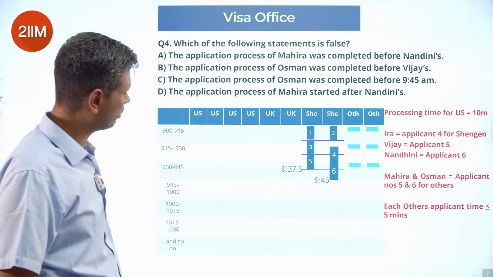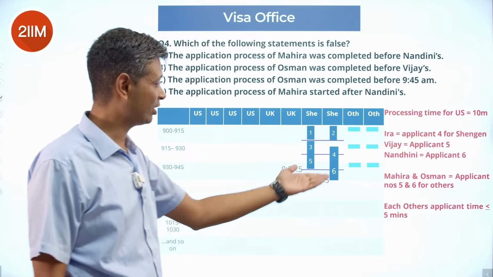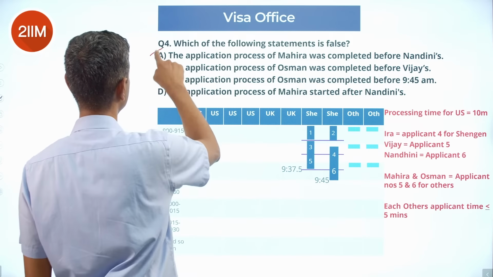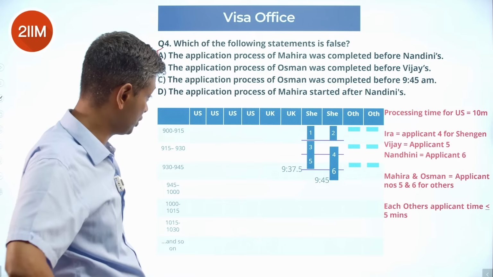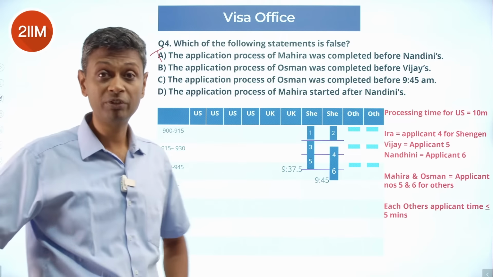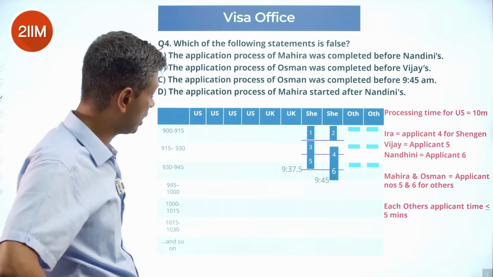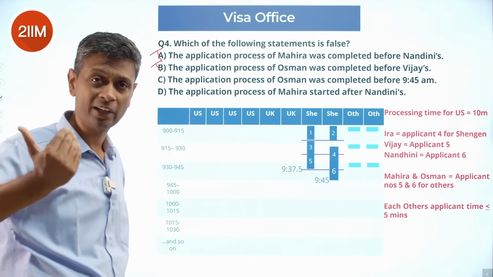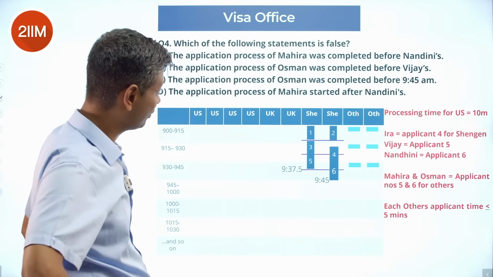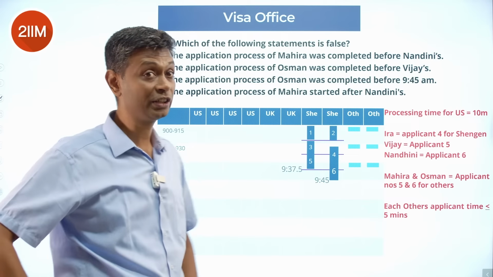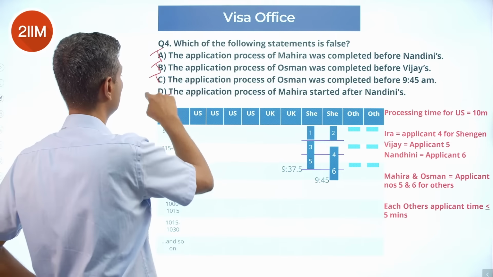And each of them gets completed in fewer than 5 minutes. The application process of Mahira was completed before Nandini's. Mahira starts at 9:30, Nandini ends at 9:45. Definitely, this is true. The application process of Osman was completed before Vijay's. Vijay's ends at 9:37.5. Osman should have finished before 9:35, less than or equal to 5 minutes. True. The application process of Osman was completed before 9:45. Yeah, before 9:35. True. The application process of Mahira started after Nandini's. Nandini starts at 9:32.5. Mahira starts at 9:30, before Nandini's. This is false. This is the answer choice.